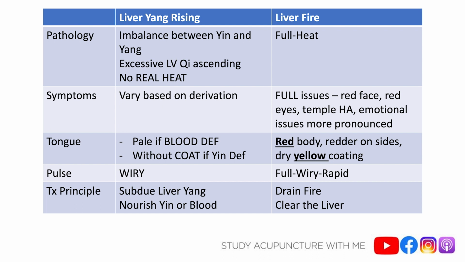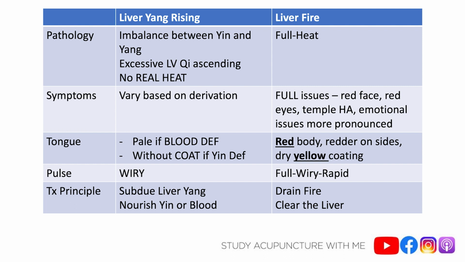And then with the tongue and the pulse, there are clear differences here. With liver yang rising, you can see the deficiency conditions shown out. For example, if it's derived from blood deficiency, you're going to see a pale tongue. If it's derived from yin deficiency, you're going to see a tongue without coating. On the other hand, with liver fire blazing, it's a full condition. So we have fire then. Therefore, that's why we have a red tongue body with even redder sides, and then we have the dry yellow tongue coating. Because number one, it's fire, and number two, that fire has dried up the body fluids.